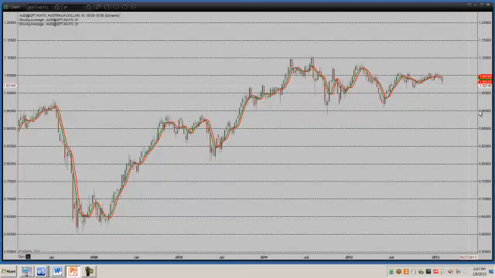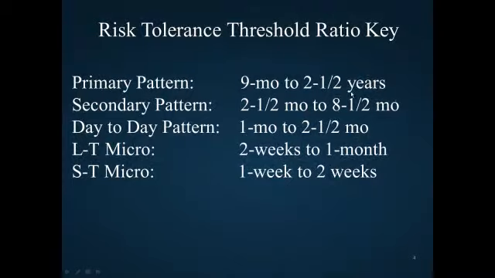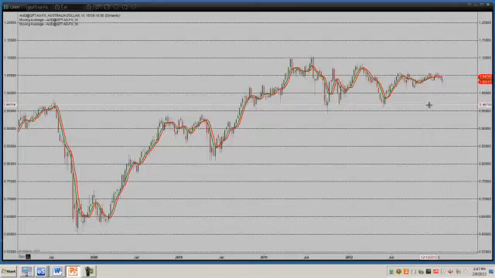First, we need to calculate our primary pattern. Let's go back to the key, primary 9 months to 2.5 years, right? Let's keep it simple. Let's just go right out 2.5 years and see where that leaves us. So currently we're at the beginning of 2013, so 2012, 2011, 2010. You can see the dates at the bottom. So that's going back 3 years.